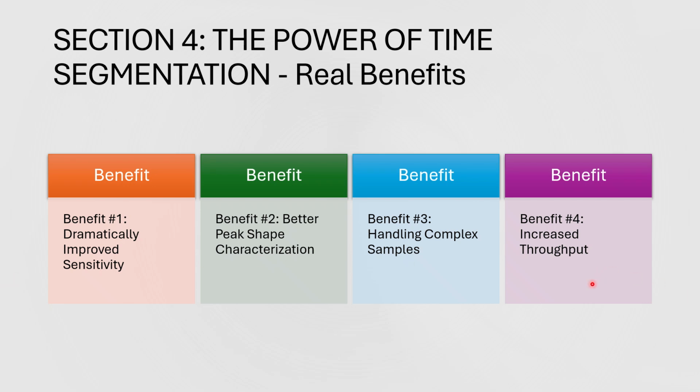Fourth benefit is increased throughput. Dwell time is the time spent acquiring a specific MRM transition during each cycle. With scheduled MRM methods using time windows, an analyte measurement rate of 1000 transitions per hour can be achieved per day.